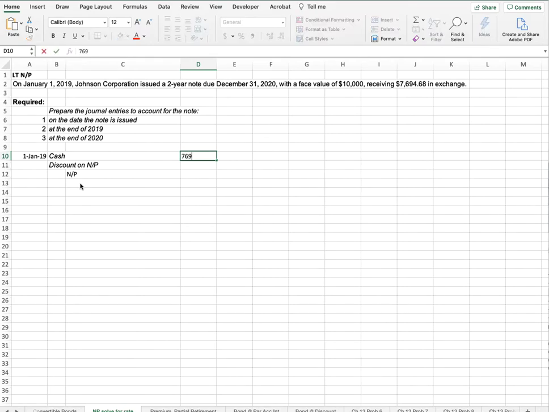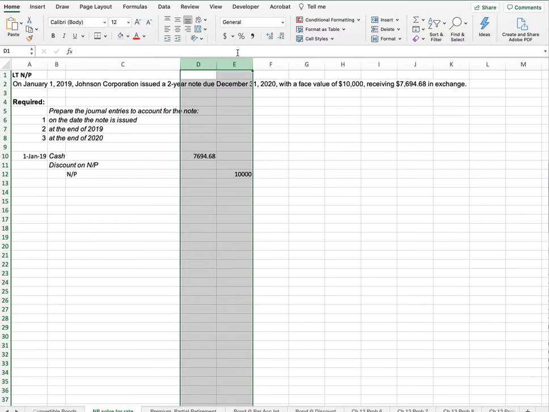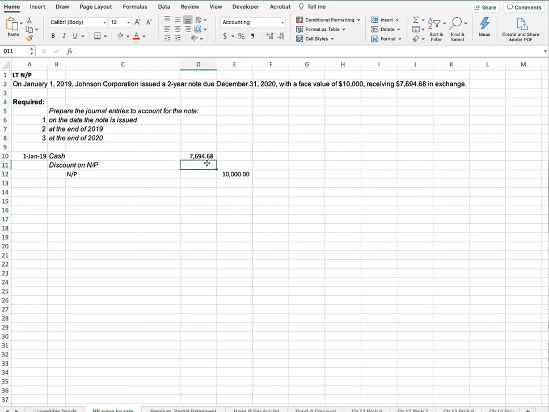So we'll just type in the cash of $7,694.68, the note payable of $10,000, and then we can calculate the difference to see that we have a discount of $2,305.32. And before we calculate the interest expense, we need to figure out what the rate is for this situation.